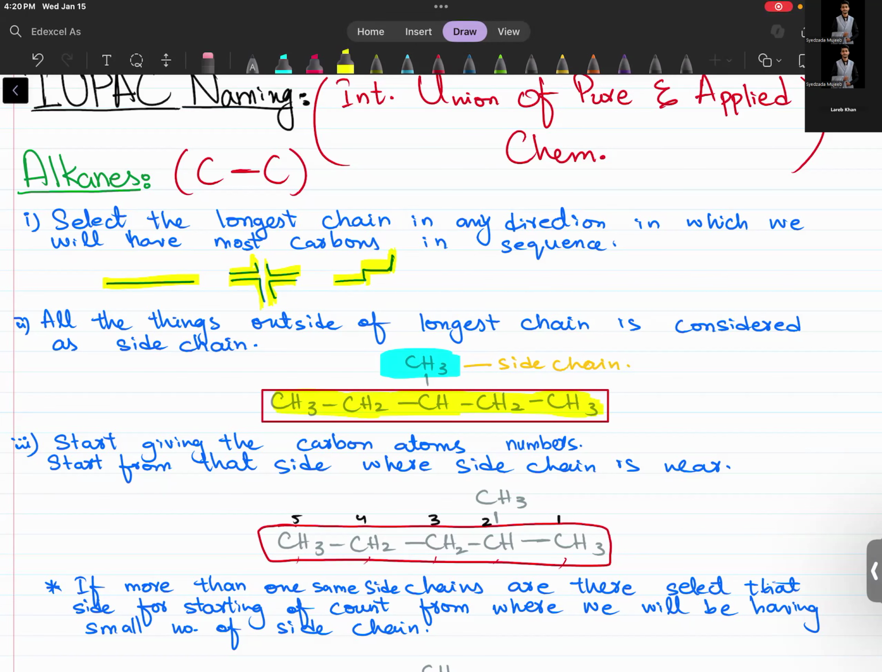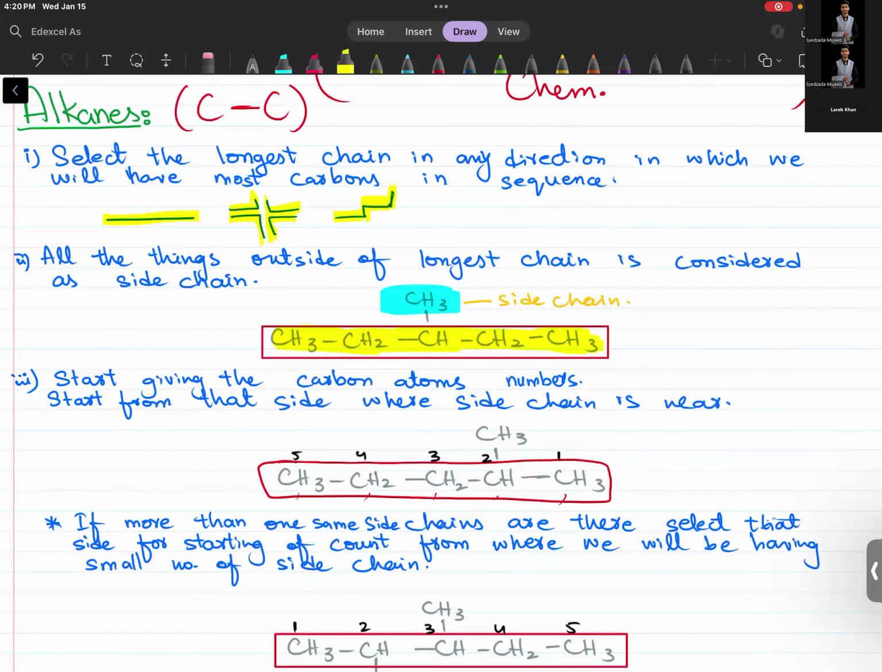So at the very start, give the carbon atoms numbers, starting from the side where the side chain is near. As we are discussing alkenes here, there is no functional group and no special property in the group, but the only different thing here is the side chain. So you need to consider that. You got my point?